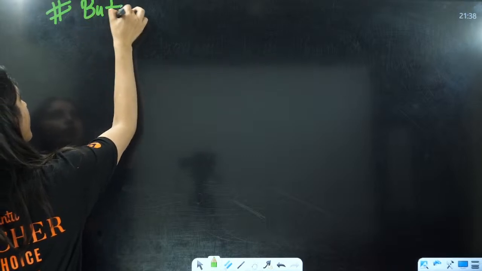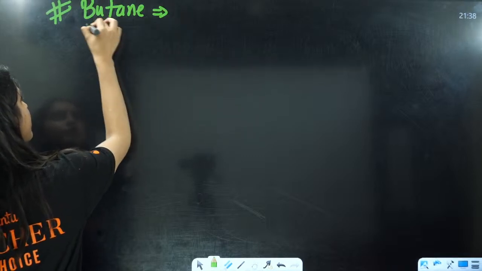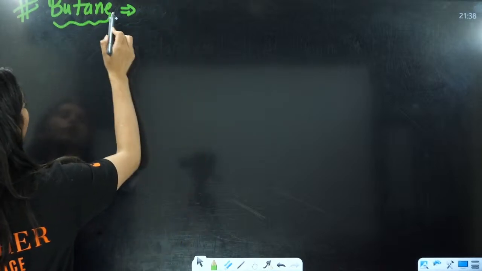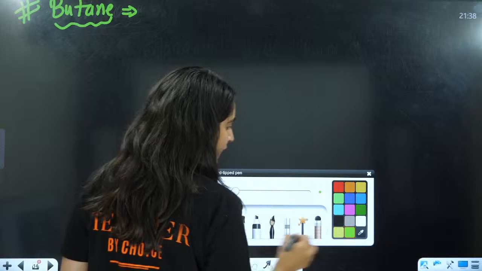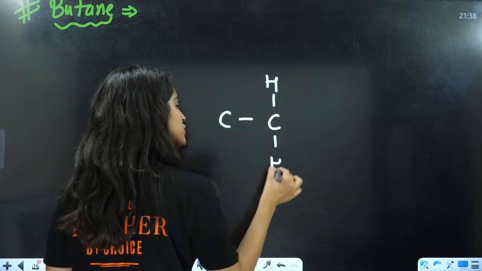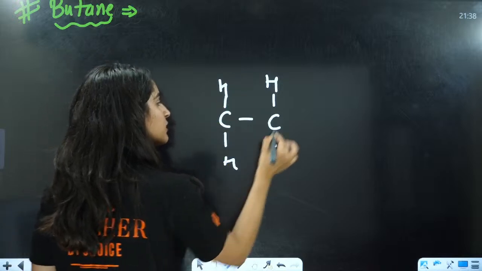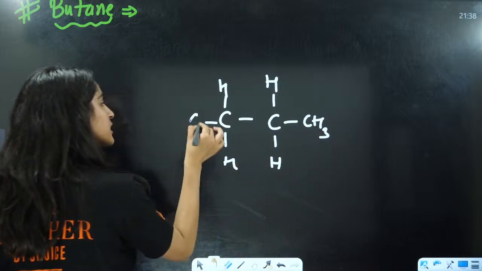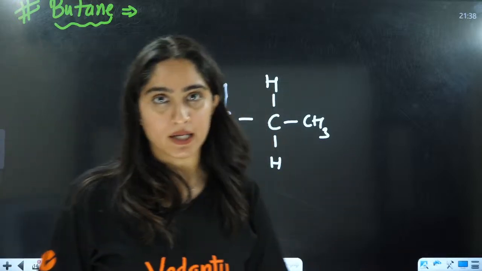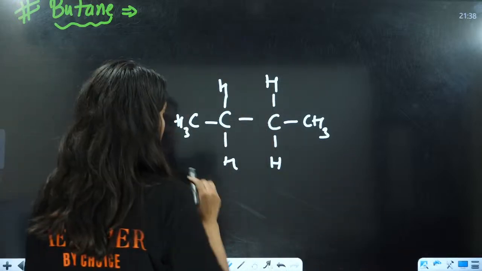Very important. Now let us draw it for butane. For butane, what do we have? Butane is C, H. This is CH3, this is CH3, right? This is for butane. Now, what is the next thing?